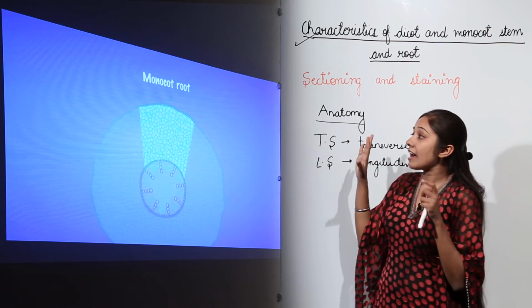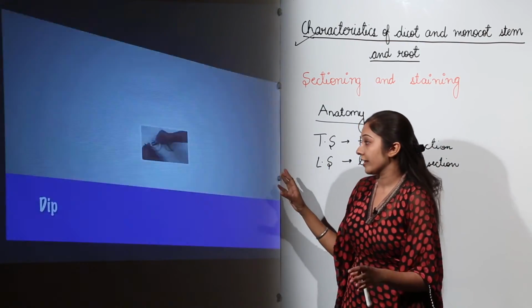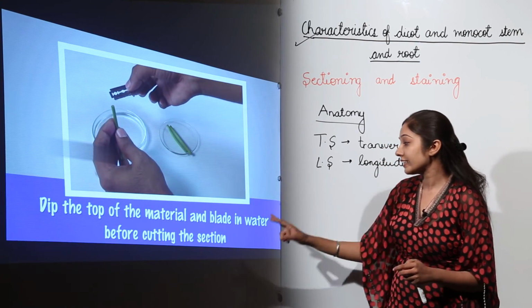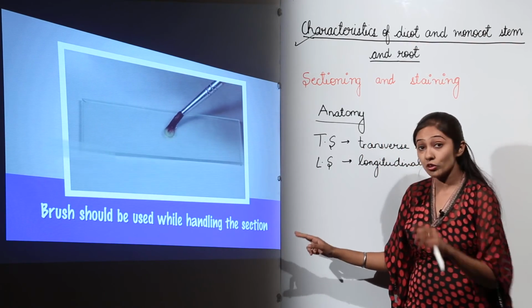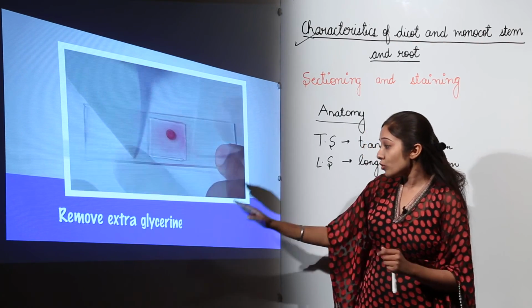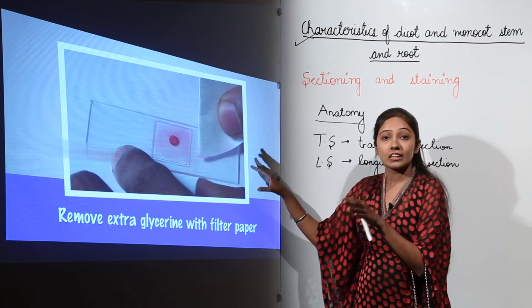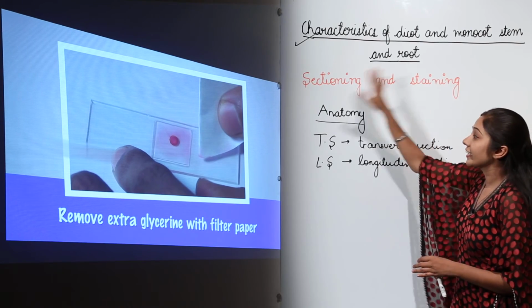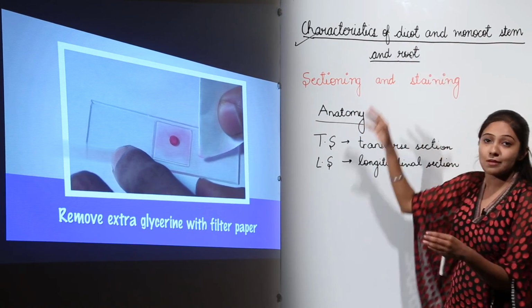Now, after having a clear idea about all this, what are the precautions you need to take? Firstly, dip the top of the material and blade in water before cutting the section. Then a brush should be used while handling the section, don't use your hands. Then remove extra glycerin with filter paper. Removal of this extra glycerin is also very important when you do this sectioning and staining technique to understand the anatomy of dicot and monocot stem and root.